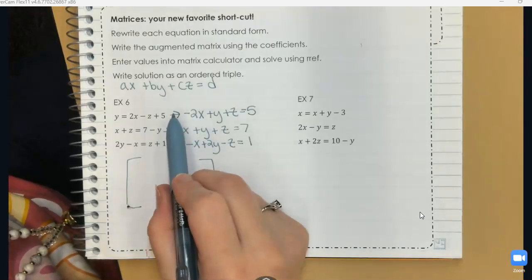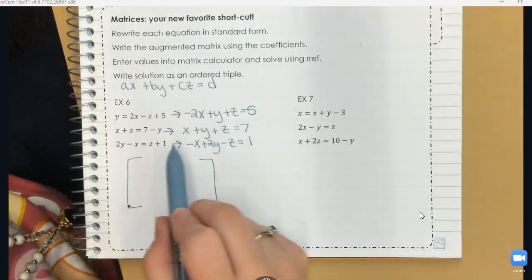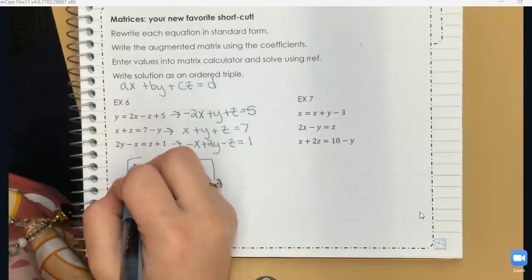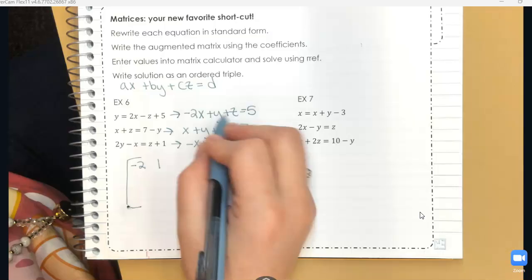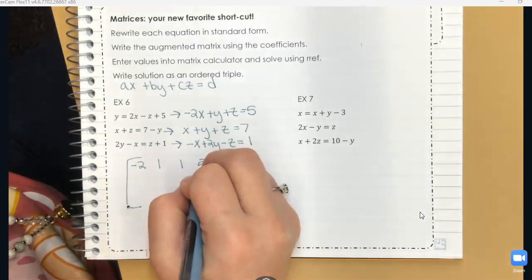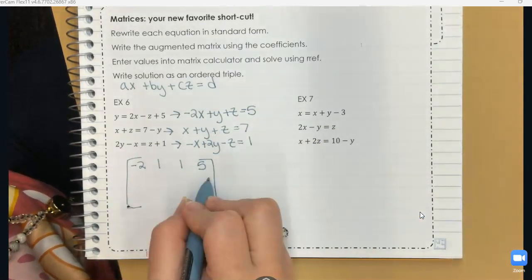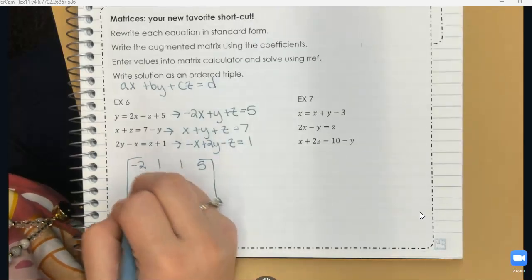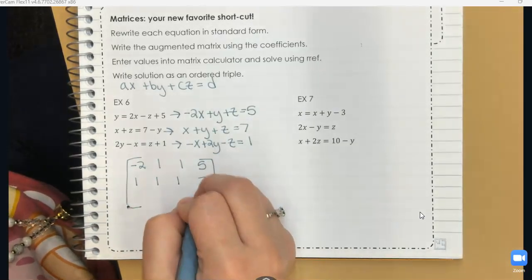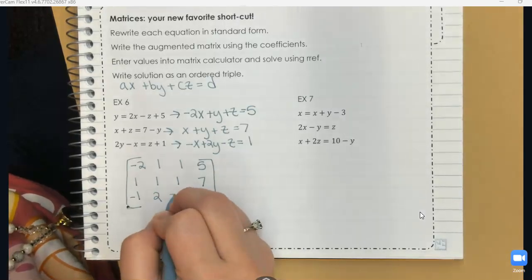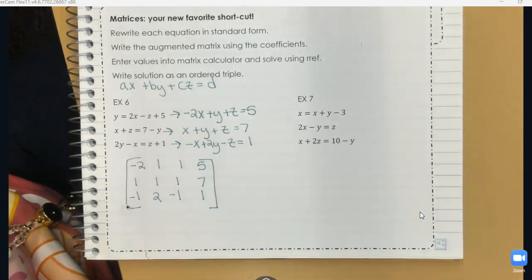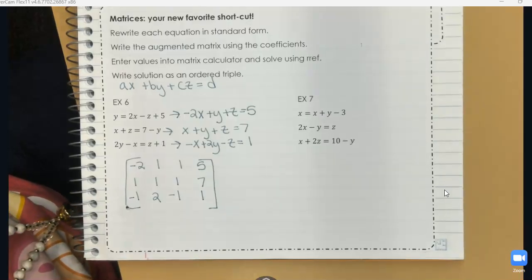And so your matrix is going to go across each row, and you're just going to write down the coefficients. So I've got negative 2. Remember, when there's nothing in front, we assume the coefficient is 1. So 1, 1, and then 5 is our constant. Then I'm going to do the same thing for row 2. Those are all 1s. And then 7. And then the last one, negative 1, 2, negative 1, 1. So that is my matrix.